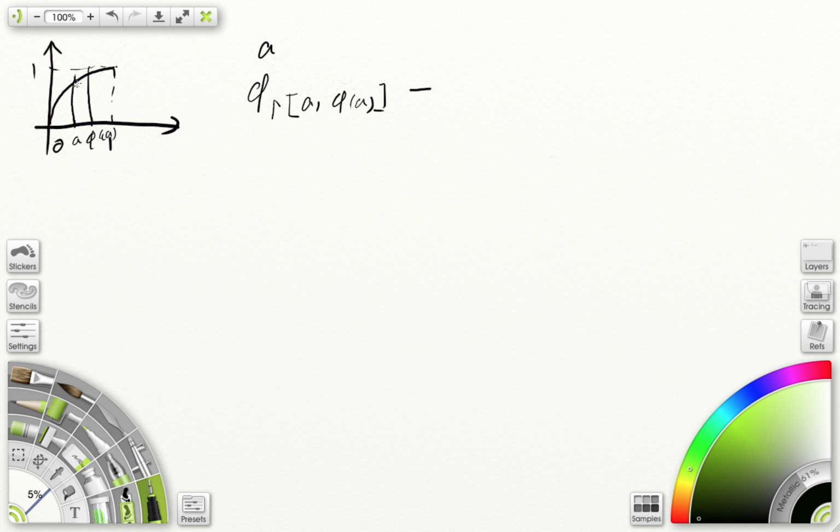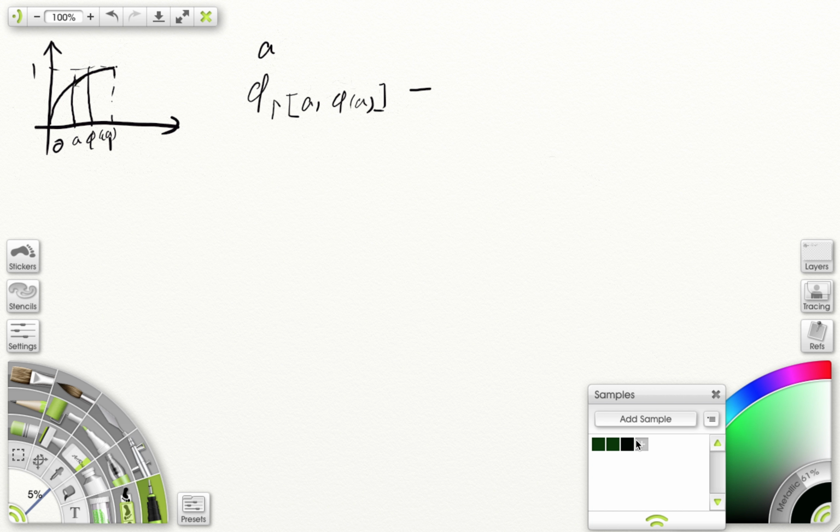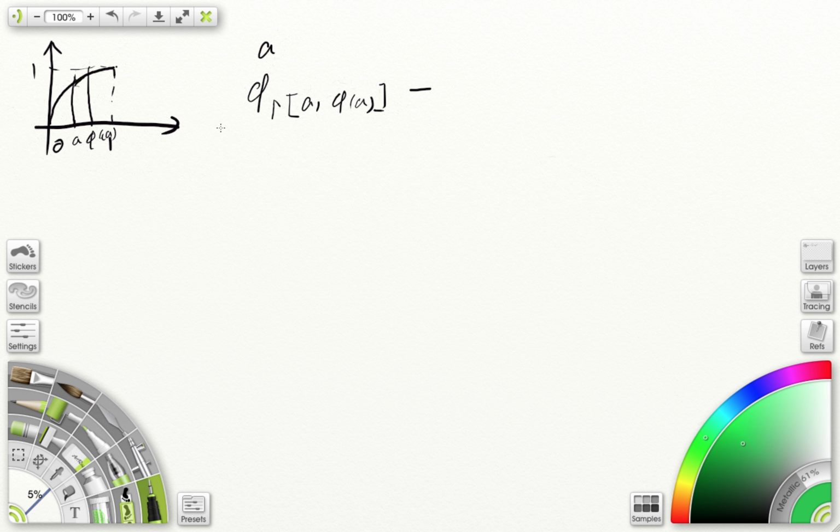So this is the line segment that we want. I mean the curve segment, something like that. And we denote it here. This is from A to phi of A. This is A, this is phi of A, and this is phi of A, this is phi squared of A.